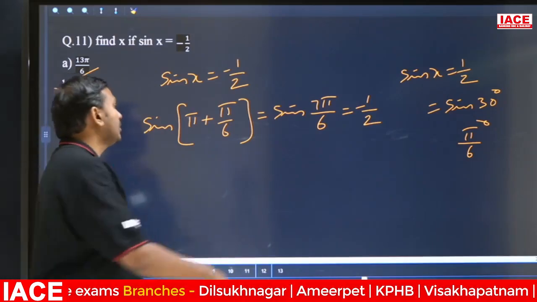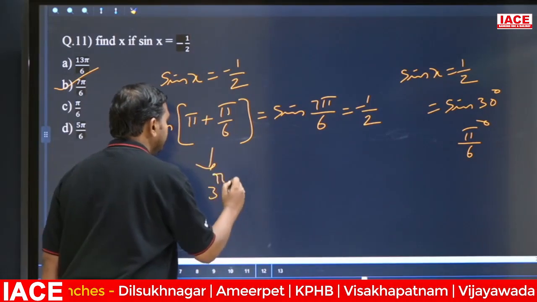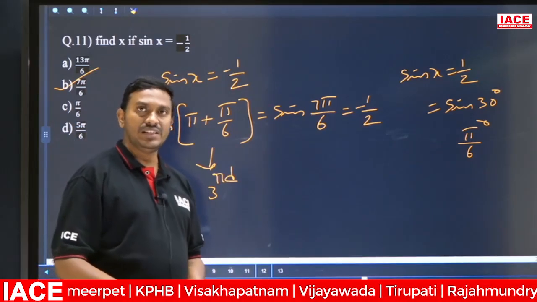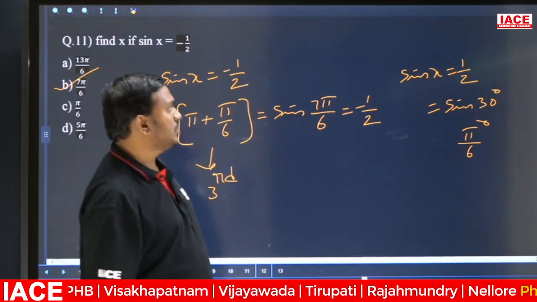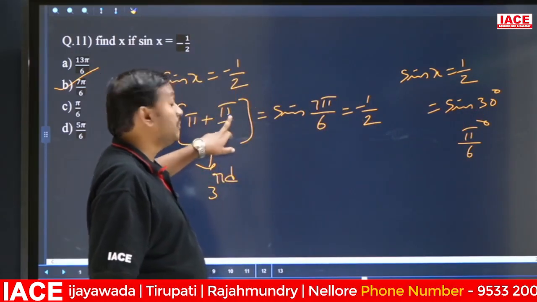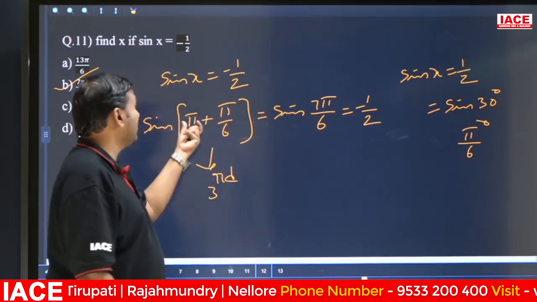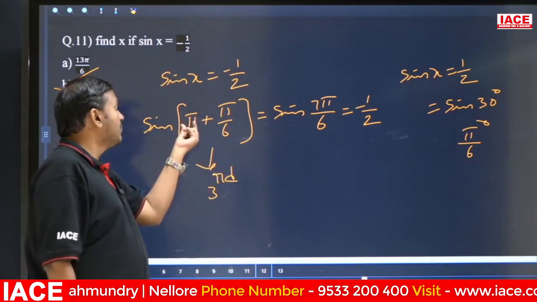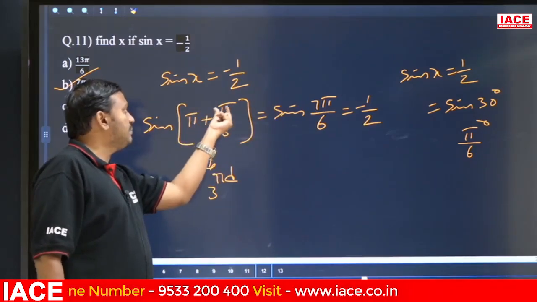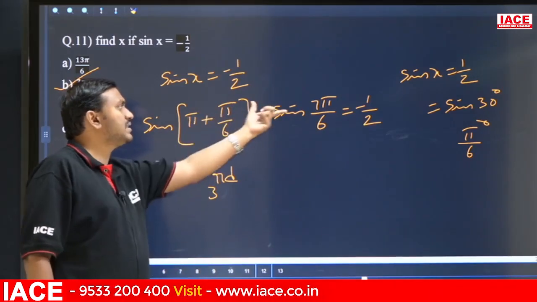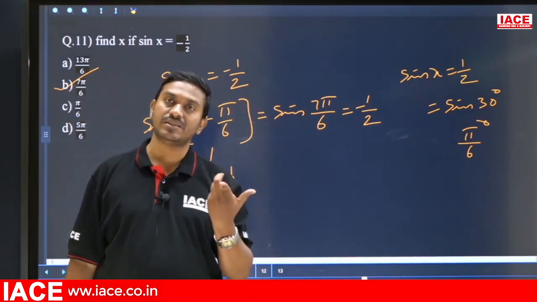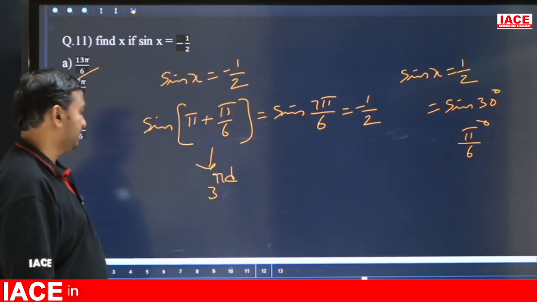Very simple. In which quadrants is it negative? In the third quadrant as well as the fourth quadrant, wherever it is, sin is negative. In the first quadrant, 30 degrees gives positive 1 by 2. To get the negative, we add 180, and 180 means pi. So 180 plus 30 gives the same value as negative. 180 plus 30 is 210, that is 7 pi by 6. So 7 pi by 6 is the right answer.